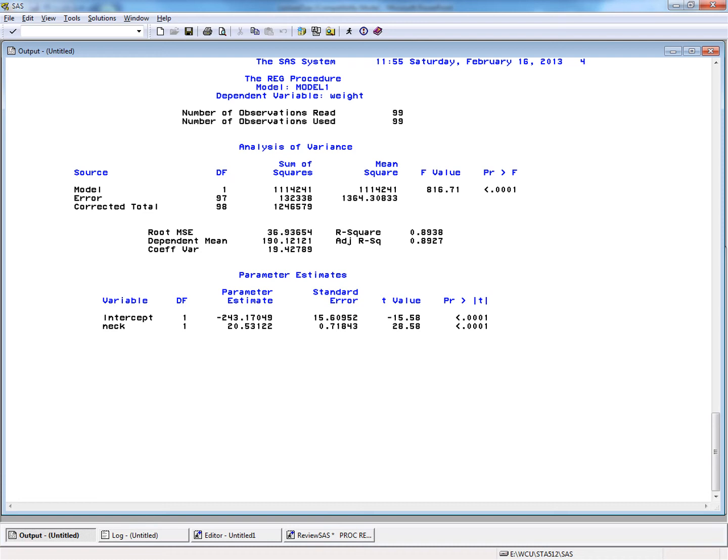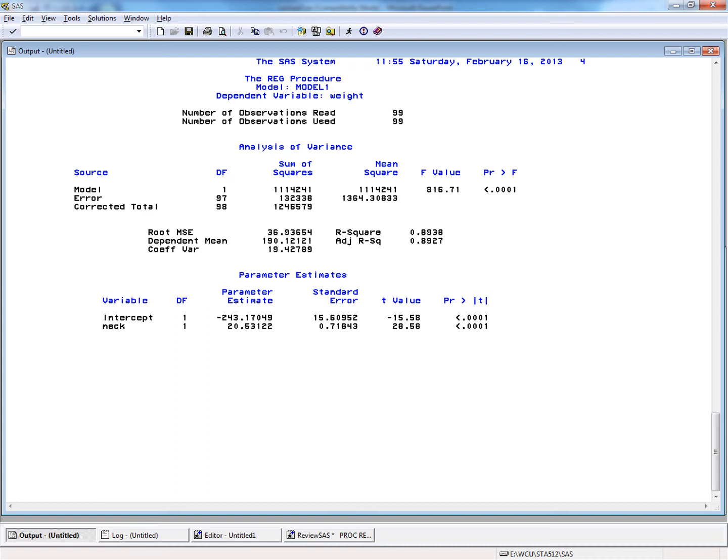Then our F statistic. Again, verify: 1114241 divided by 1364.30833. Do that division and see that you do in fact get 816.71.